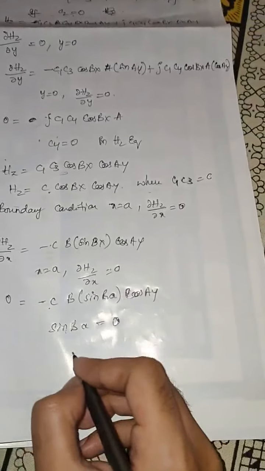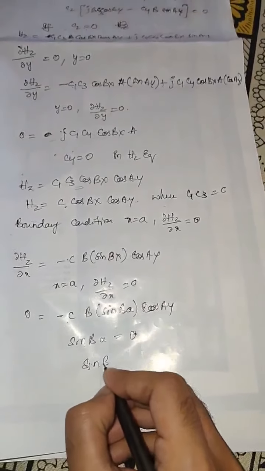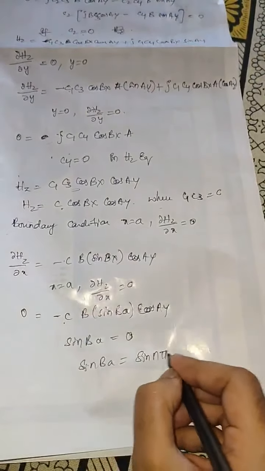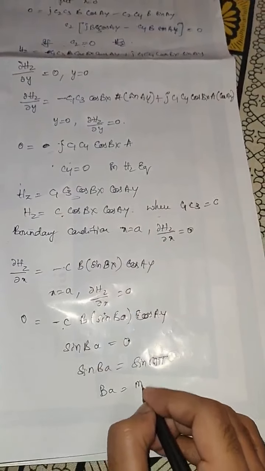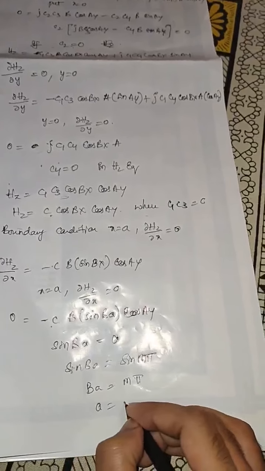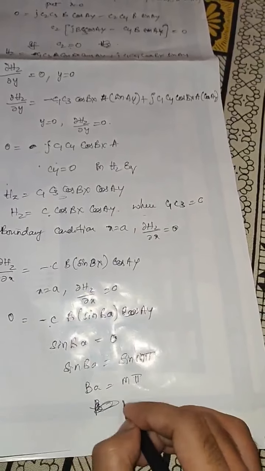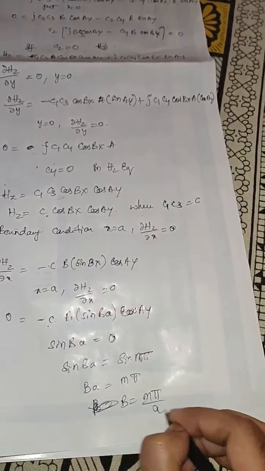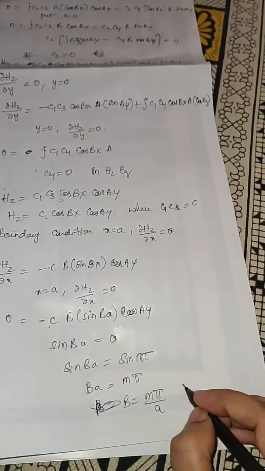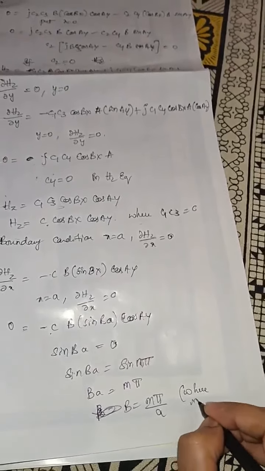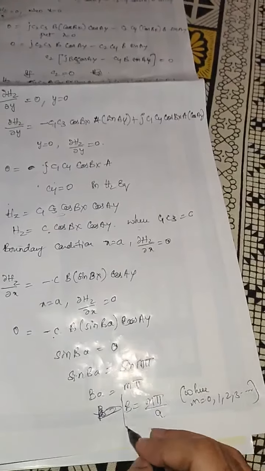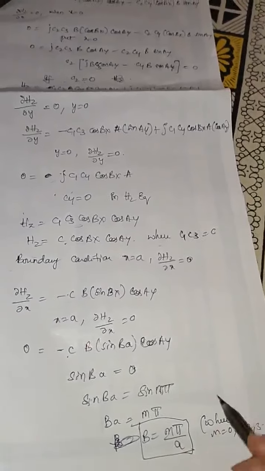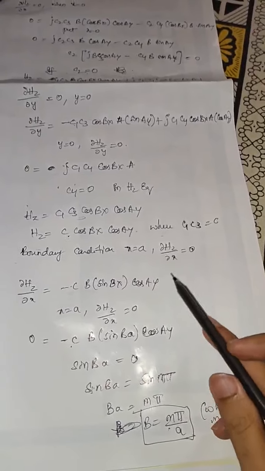So sin(ba) is equal to 0, which can be written as sin(mπ). So ba is equal to mπ, and b can be written as mπ/a, where m is equal to 0, 1, 2, and so on. So this is the value of b that you got. Now substitute the value of b in this particular Hz expression.